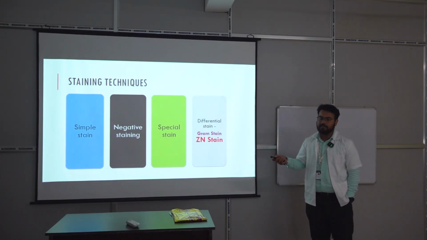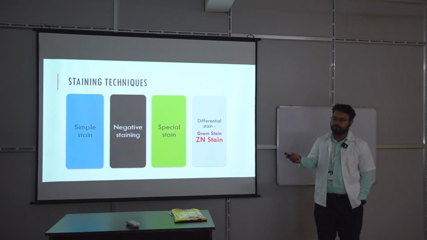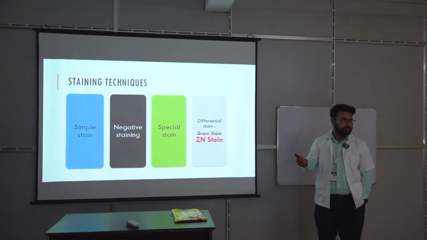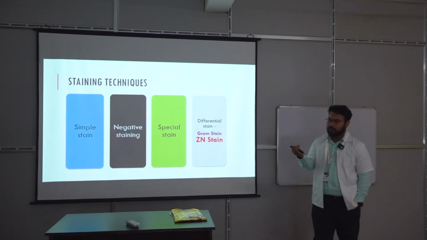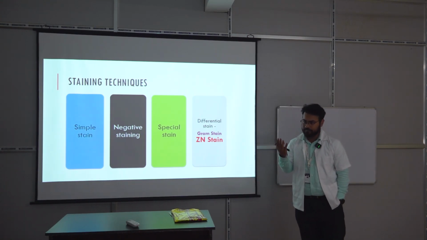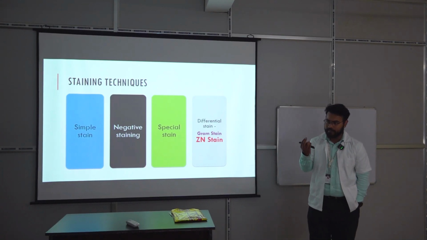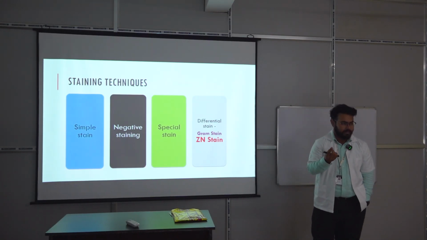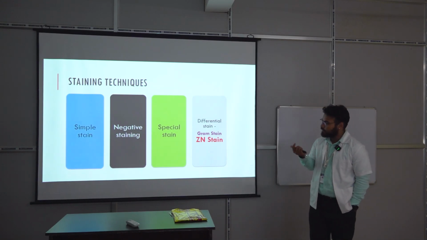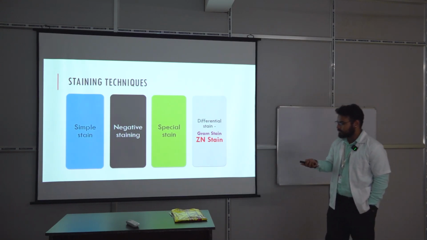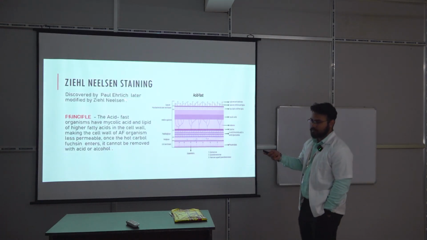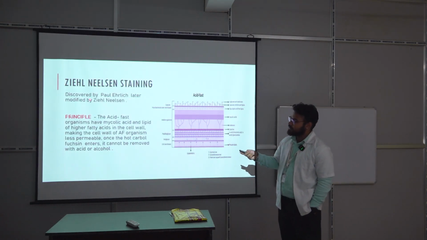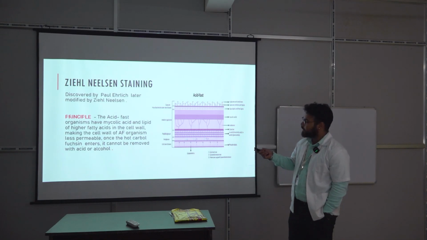What are the 4 steps of Gram staining? First one is crystal violet, iodine, acetone, and safranin. Okay, so that was Gram stain, and today we'll learn ZN staining, 3 steps. The Ziehl-Neelsen stain was discovered by Paul Ehrlich, and it was later modified by Ziehl and Neelsen, 2 scientists. It's named after Ziehl and Neelsen.